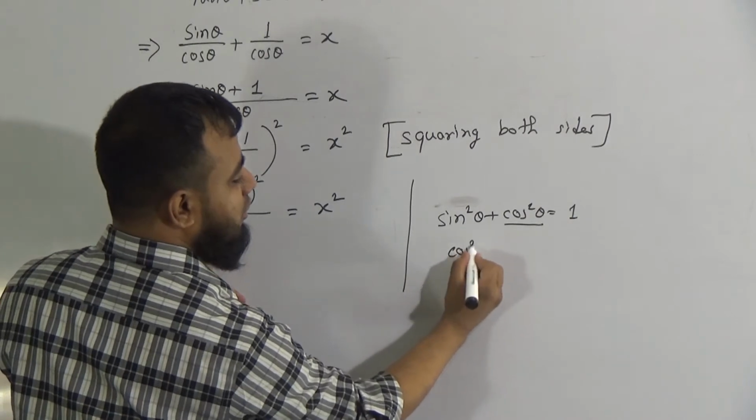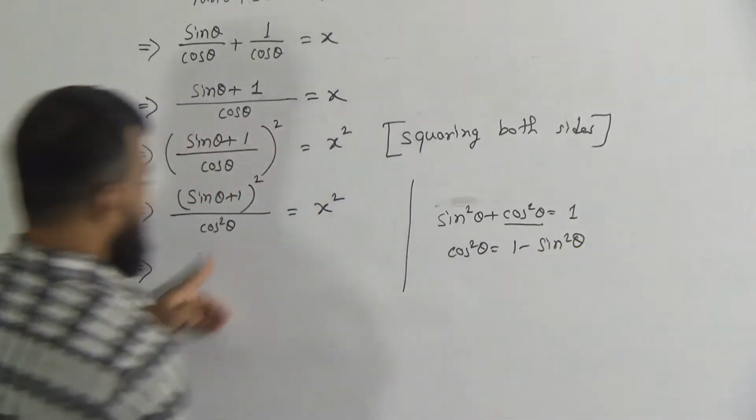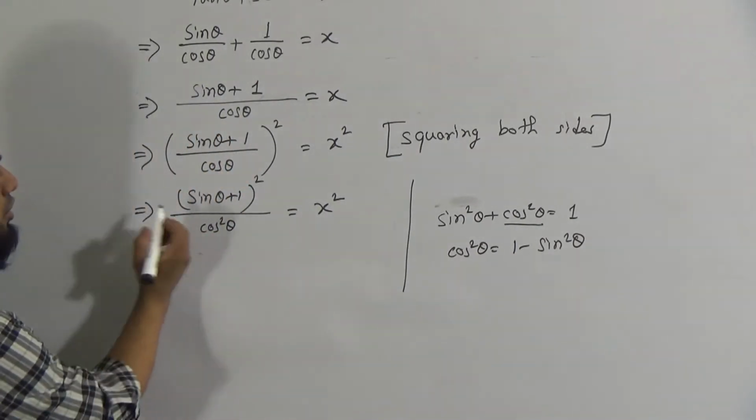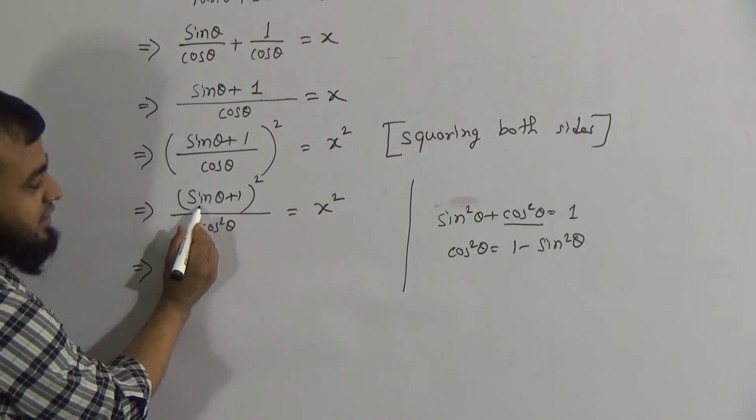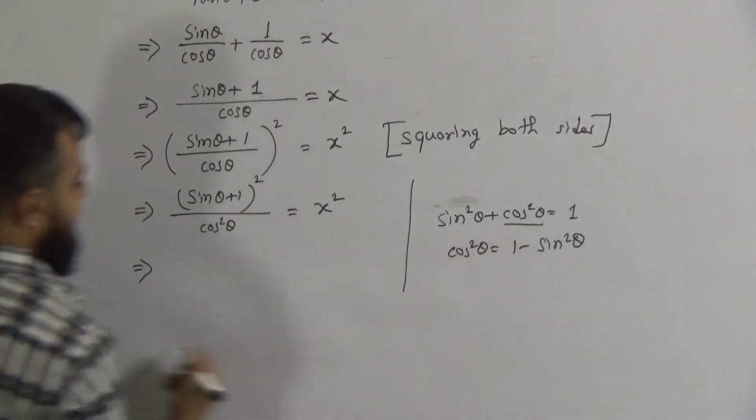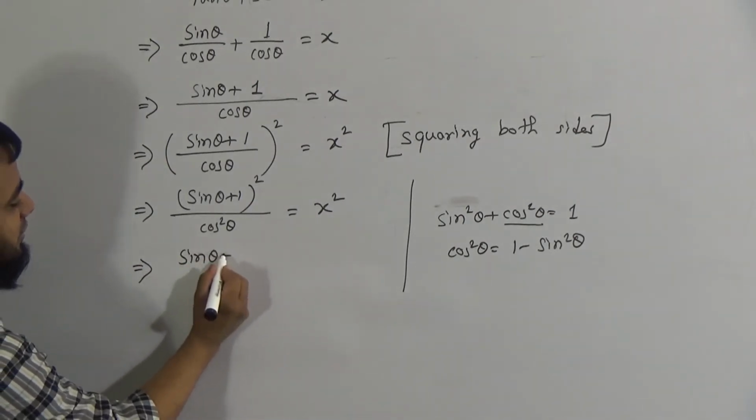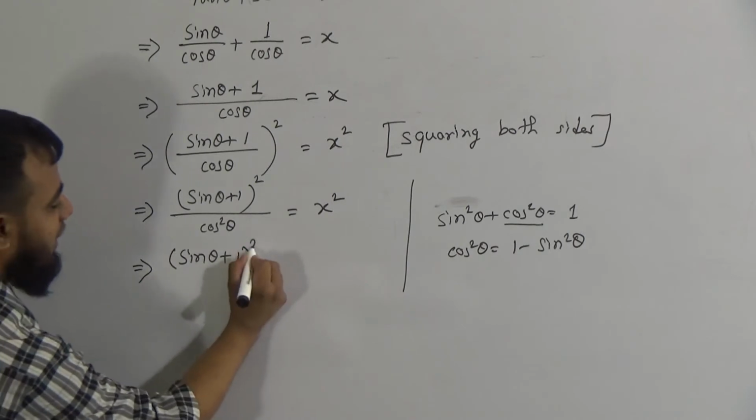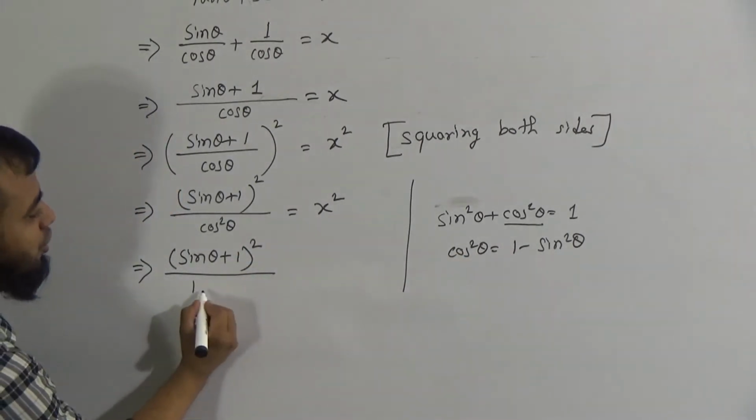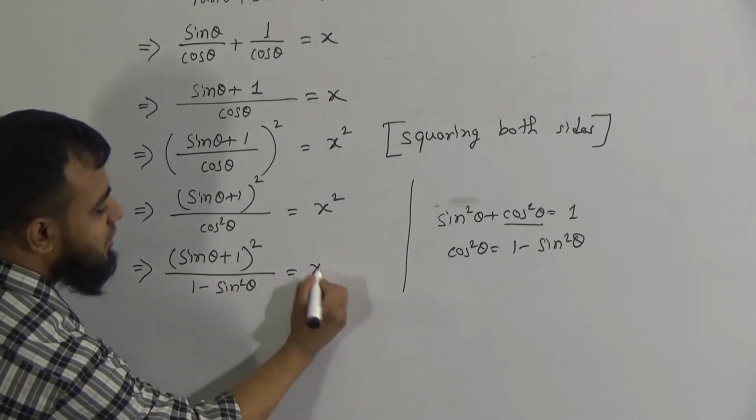Cos square theta equal to what? Cos square theta equal to 1 minus sin square theta. We will put this value here because we have sin theta in the numerator. That's why we are converting cos theta into sin theta. It will be easier. Okay. So the numerator will remain unchanged, sin theta plus 1 whole square, and the denominator will be 1 minus sin square theta because cos square theta equal to 1 minus sin square theta. That's equal to x square on the right side.